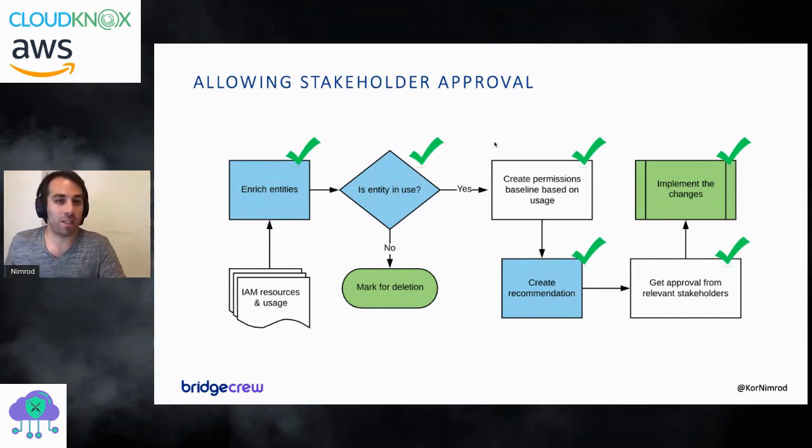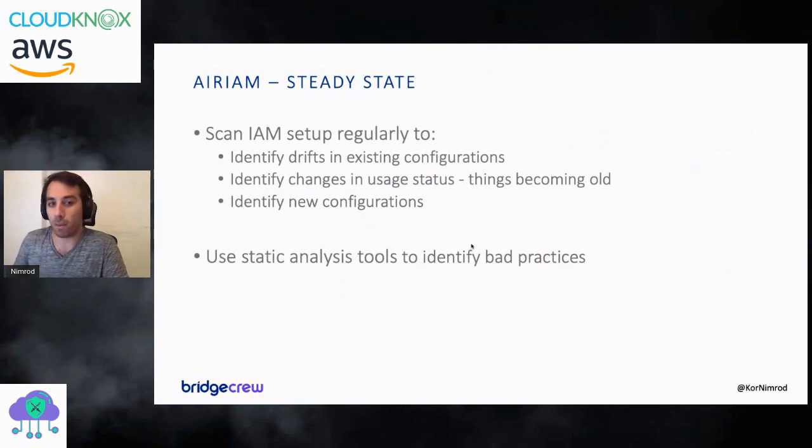Now, you've run it once, that's great. You have your IAM set up clean and sparkling and beautiful. But the problem with the cloud is that, well, it's both a plus and a minus, I would say, that people can manually change and make modifications. Now, using AirIAM on a weekly basis, monthly basis, on a regular basis, you'll be able to scan your IAM and identify drifts in existing configurations. That means if there were any modifications or deletions, you'll be able to find those things in code and actually automatically update your Terraform state and your Terraform code.